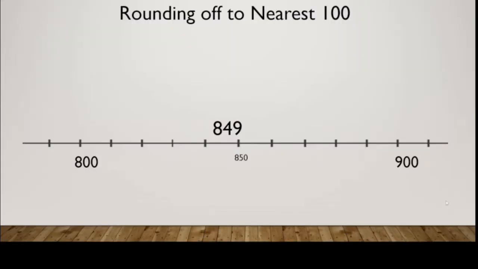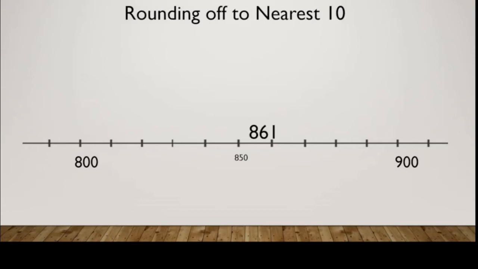Now let's see what happens when we round off to the nearest hundreds. I'm going to consider a case of 849. 849 lies in between 800 and 900. These are the two nearest hundreds. Since 849 is just before 850, the halfway mark, and you imagine the same two magnets, 849 gets rounded down towards 800. So rounding of 849 becomes 800.